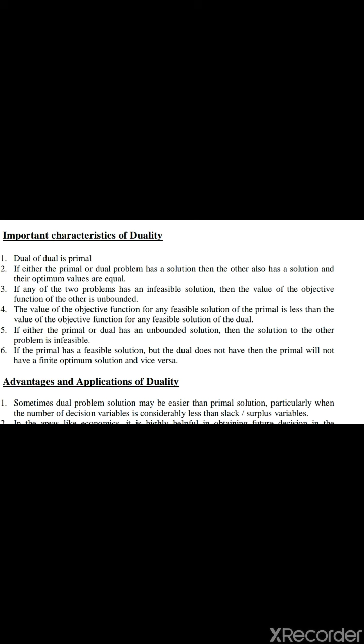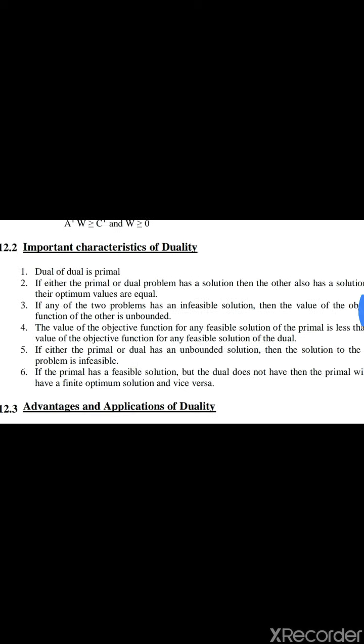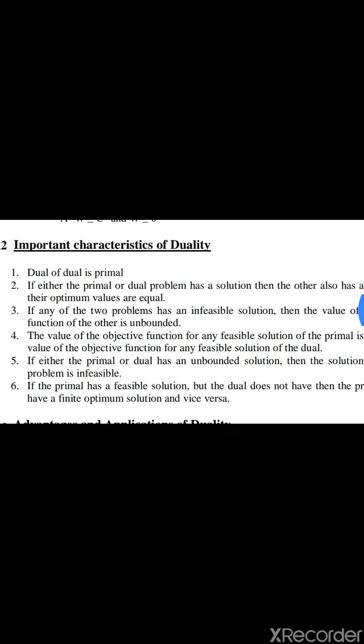Then the sixth characteristic is that if the primal has a feasible solution but the dual does not have, then the primal will not have a finite optimum solution and vice versa, which means that both should have feasible solution to have finite optimum solution. So these are the characteristics of duality, which is very important.